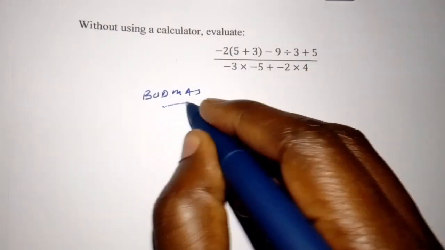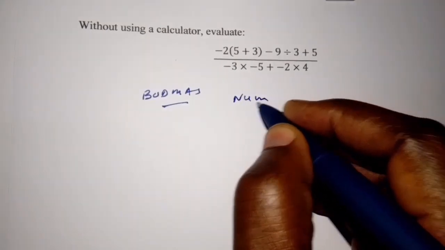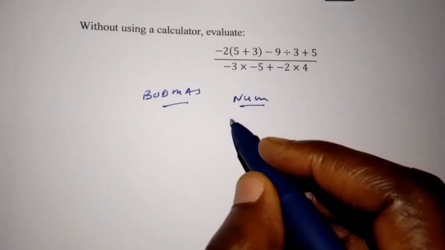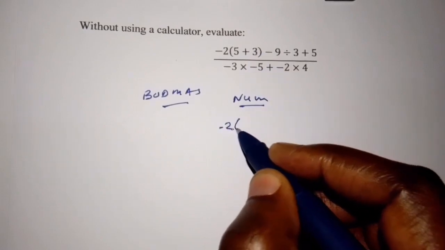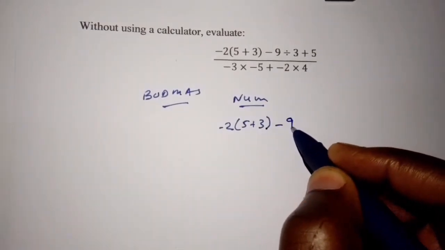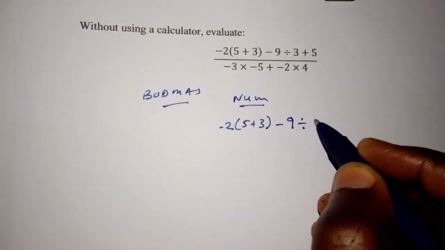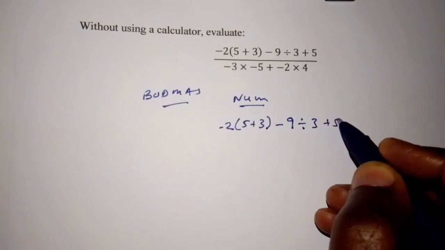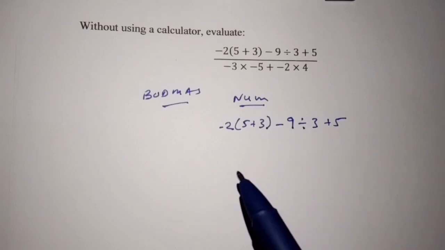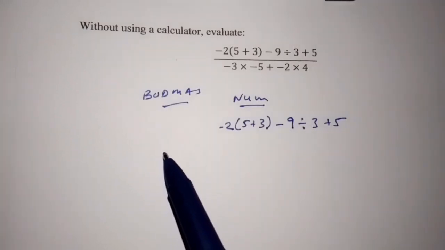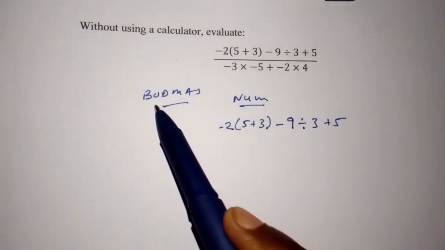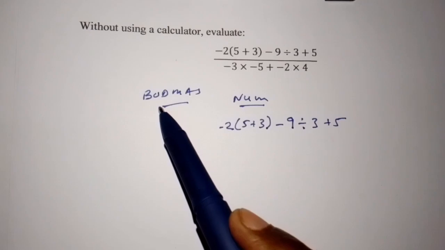So we start with the numerator. The numerator is -2(5 + 3) − 9 ÷ 3 + 5. So we start with BODMAS. BODMAS is bracket of division. So we start with the bracket.